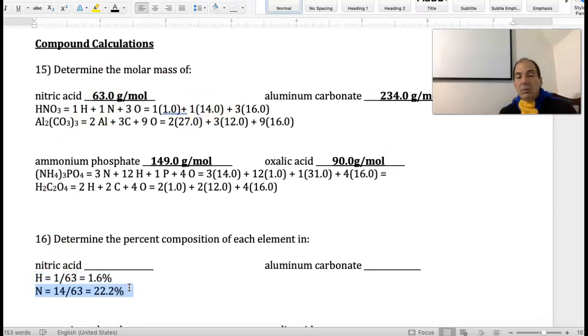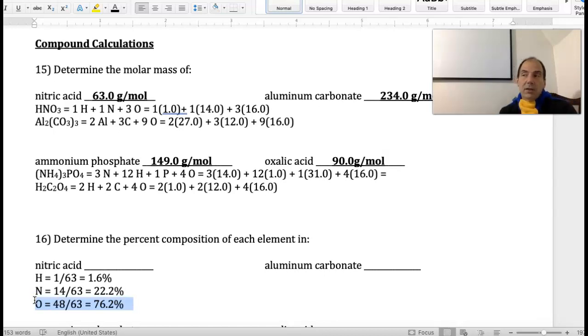So that's 22.2%. Okay, let's talk about the oxygen. All right, the oxygen made 3 times 16, or 48 out of 63. So that's obviously the biggest part of this. So 48 out of 63 is 76.2%.